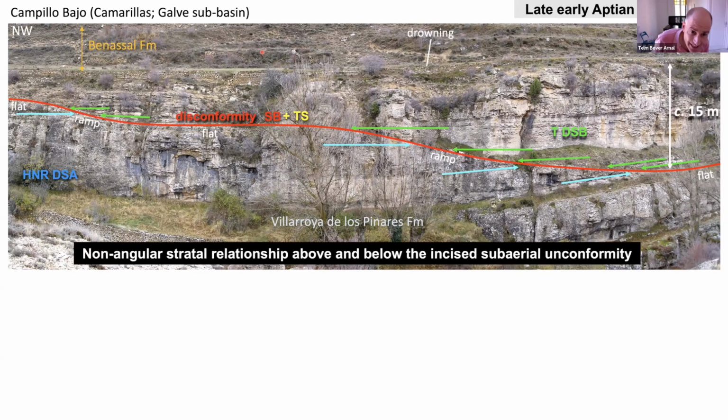Note also that the incised highstand platform carbonates and the corresponding transgressive valley fill deposits exhibit similar dip directions. In non-significantly structured outcrops, such as this one, the bedding of the incised bedrock below and the backfilling peritidal strata above is nearly horizontal. Therefore, there is a non-angular stratal relationship above and below the incised superior unconformity. And therefore, this unconformity corresponds to a disconformity.